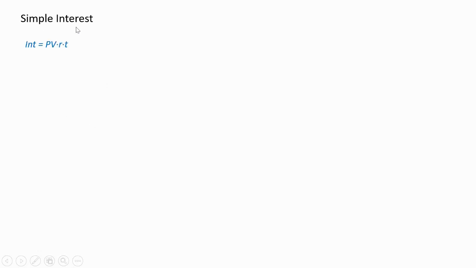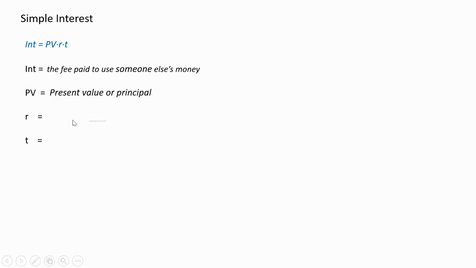So simple interest. This is a formula for simple interest. INT equals PV times R times T. So the INT is a fee paid to use someone else's money. The PV is a present value. The R is the interest rate. And the key is that it's a number with a percent symbol. That means that's the interest rate. And the time is going to be in years.